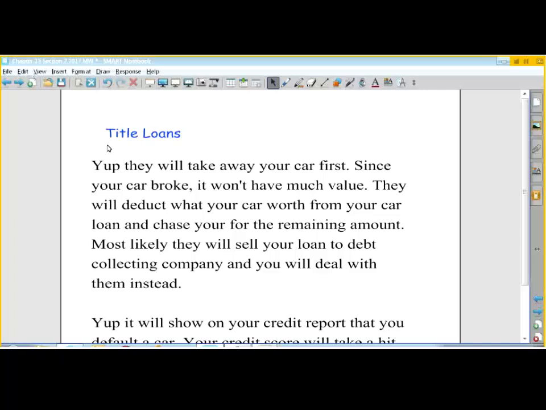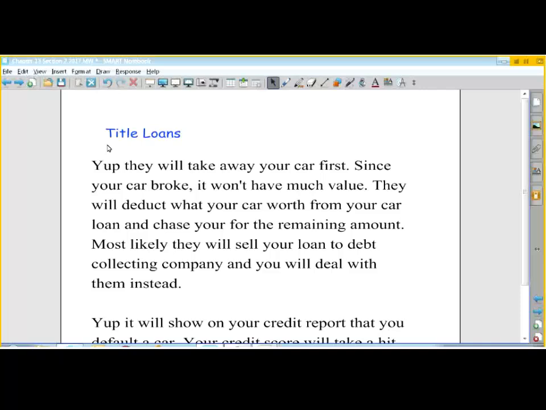Okay, here's another one, title loans. Get your title back with Title Max. Does anybody know anything about title loans? Okay. So what those are, they are short-term loans that use your car as collateral. So say you need $2,000, and typically you have to have paid off your car. You can't have a lien on your car. Lien means a loan. So you can't owe money on your car.